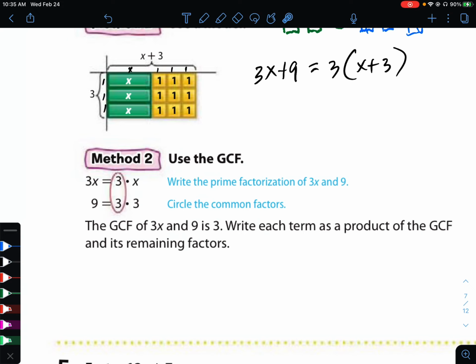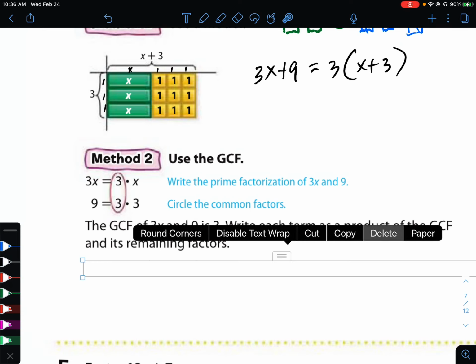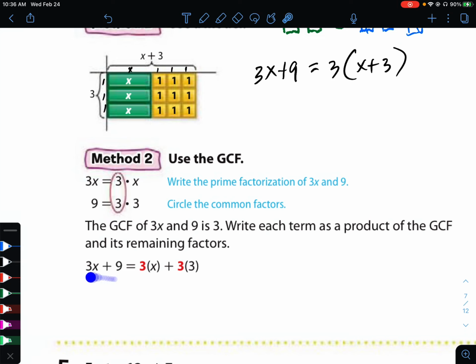So if we write it using the product of GCF and its remaining factors, this is how it's going to look like. I have 3x plus 9 again. Again, the greatest common factor is 3. So 3x is the same as 3 times x. 9 is the same as 3 times 3. Using the distributive property, I take 3 out and I leave x plus 3 inside the parentheses. This is now the factored form of 3x plus 9 using the greatest common factor method.